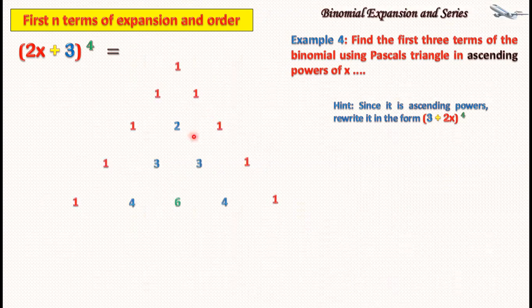So this is my Pascal's triangle, which I'm going to use. I need only the first 3 terms. And I've decided to write this as 3 plus 2x to the power 4. So the coefficient of the first term should be 1, the second term should be 4, and the next one should be 6. I should end at that point.